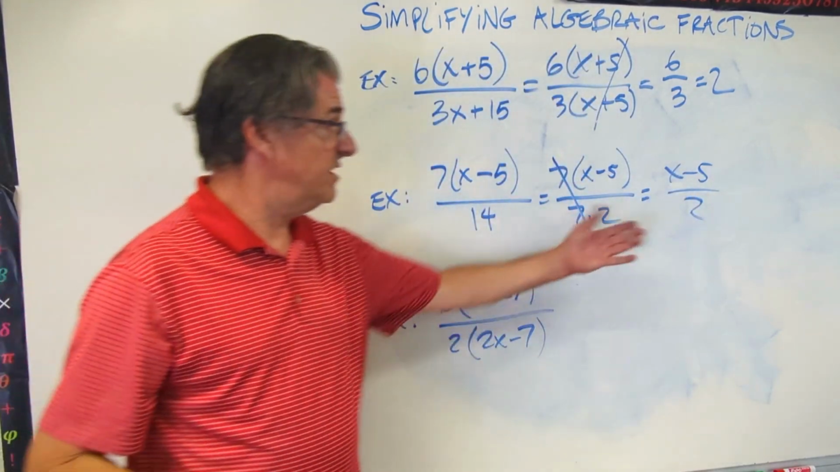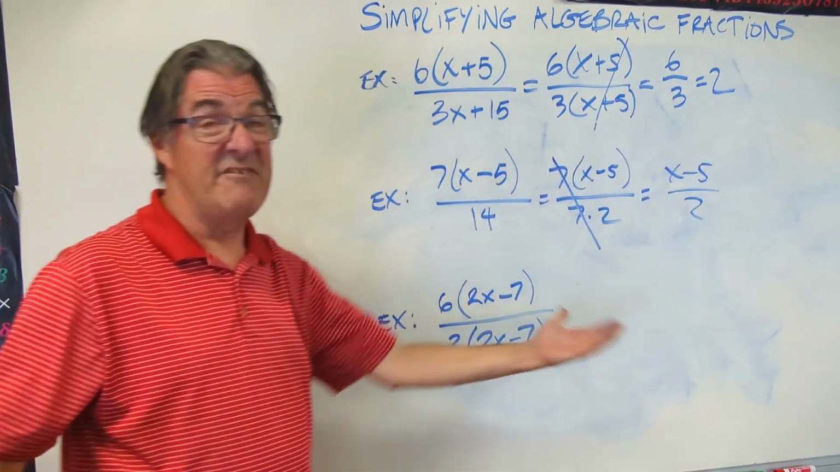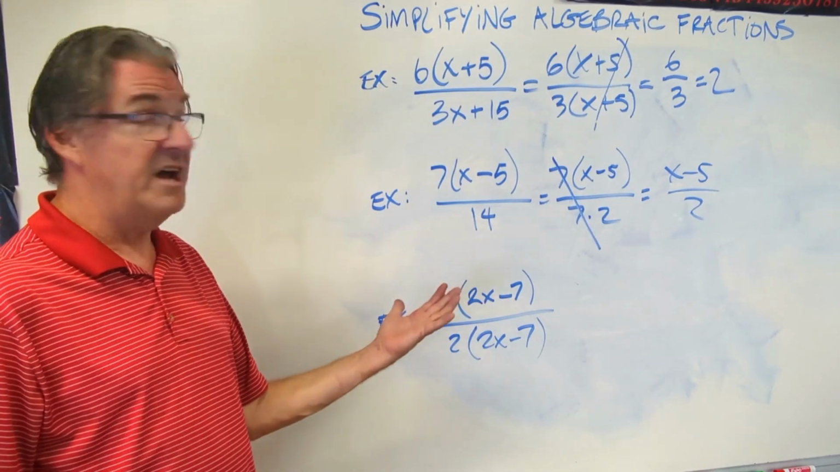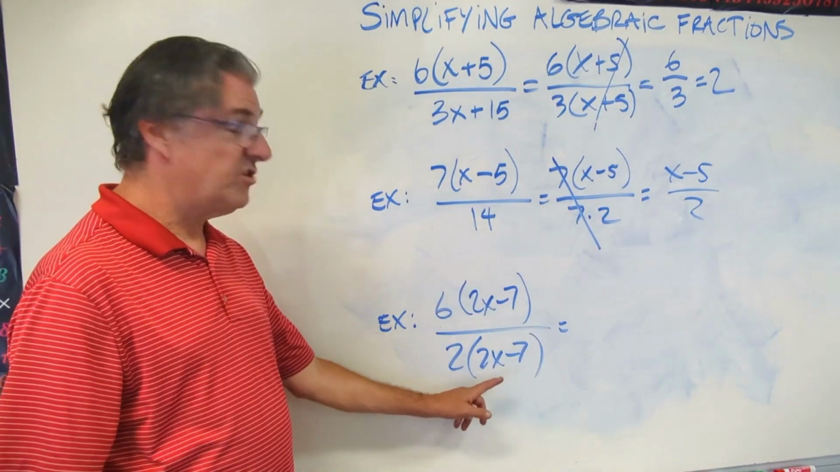Get used to answers that aren't super clean. Like, that's great, it came out to be 2. This one is x minus 5 over 2. Still a perfectly fine algebraic expression that we cannot simplify further. Okay, let's try this one.